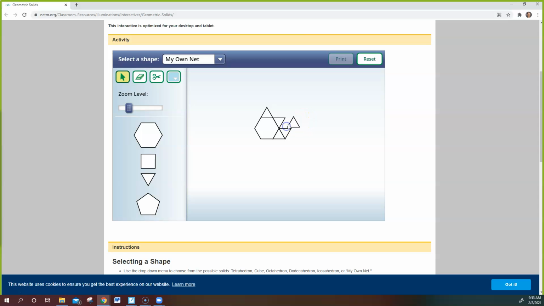If for some reason you put the wrong one in the wrong spot, you just hit reset and it'll start over. Or if you accidentally want to get rid of one, I think cutting it, you can click on it or erase. That's it. You just hit erase, and then you can put it on there. And you can zoom in and out if you want.